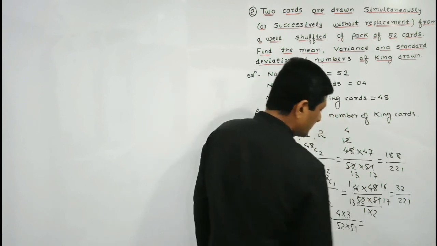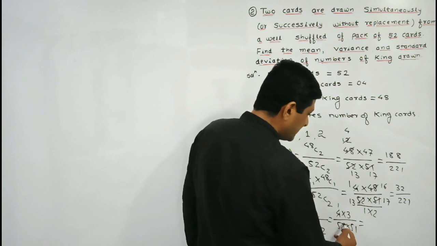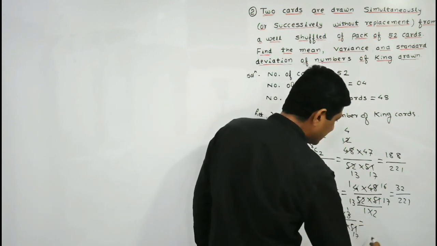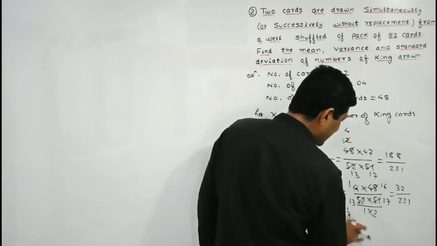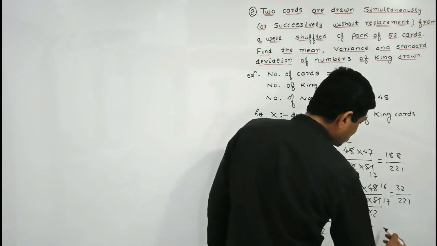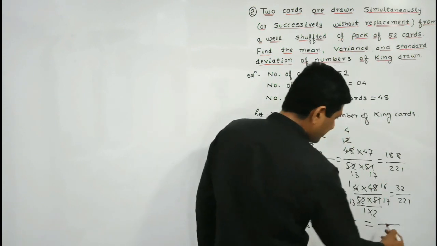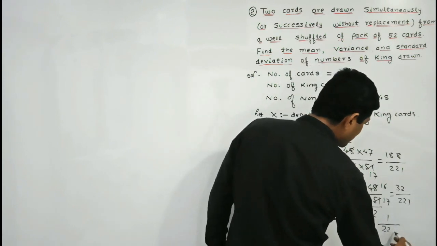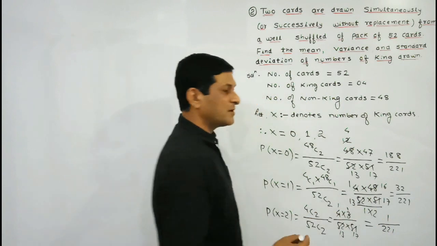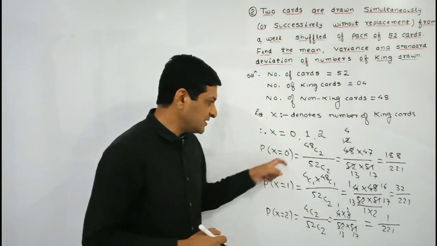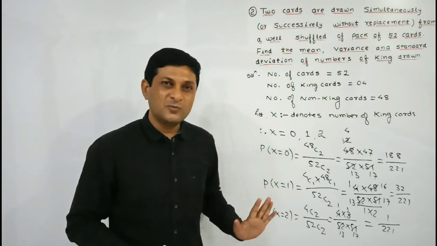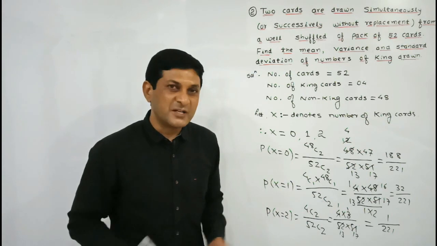So which is equal to, let us see what we'll get. 4 1s are, 4 13s are, 3 1s are, 3 17s are. So in the numerator, see what we are getting. So which is equal to, in the numerator we are getting 1, and in the denominator 13 into 17 will be 221. In this way we have got the probabilities when x is equal to 0, x is equal to 1, and x is equal to 2. Now we are constructing the probability distribution.